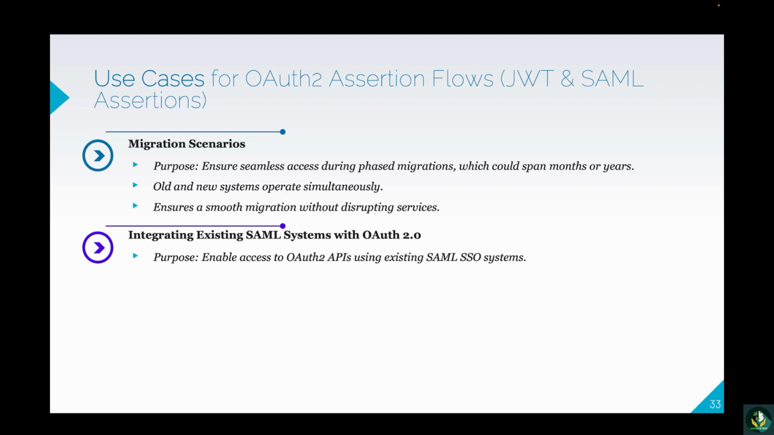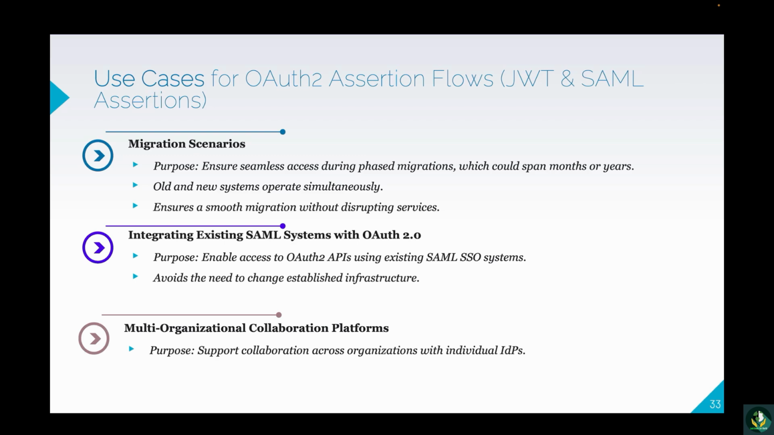Integrating existing SAML systems with OAuth 2 is another practical use case. Here, the aim is to enable existing SAML-based single sign-on systems to access OAuth 2 protected APIs. By using assertion flows, you can avoid significant changes to the established infrastructure while achieving the necessary integration.